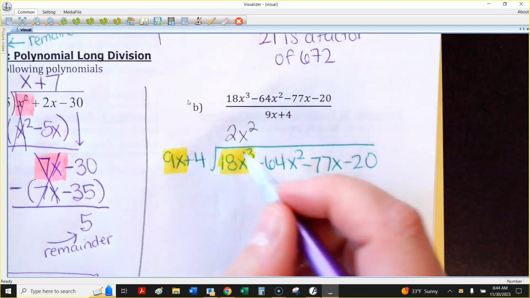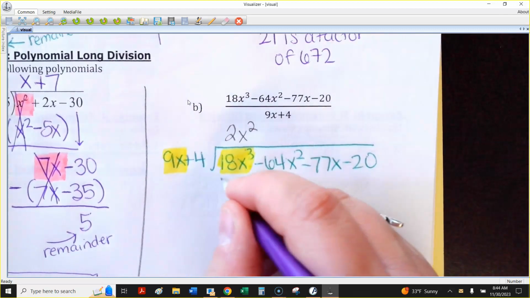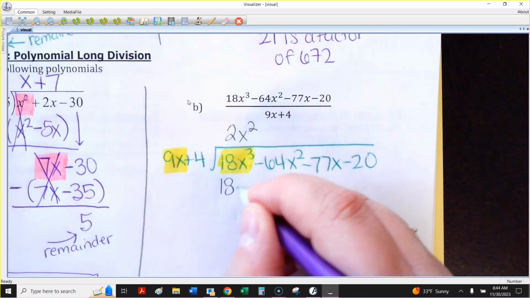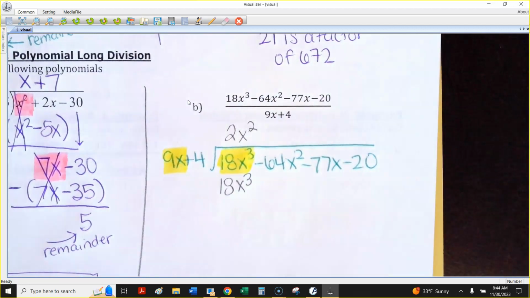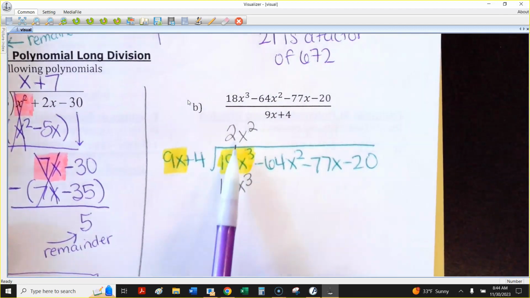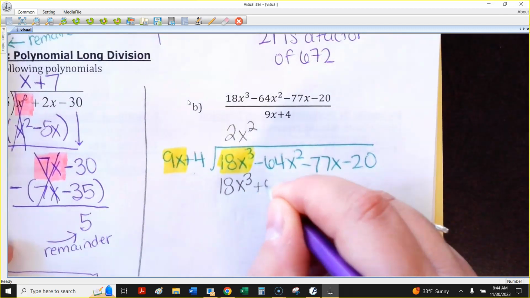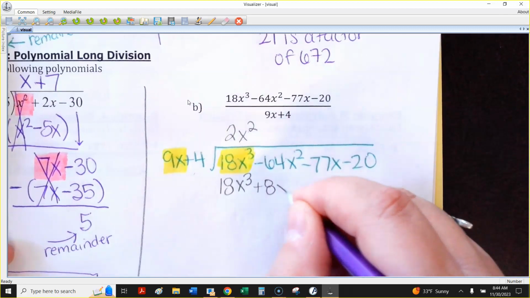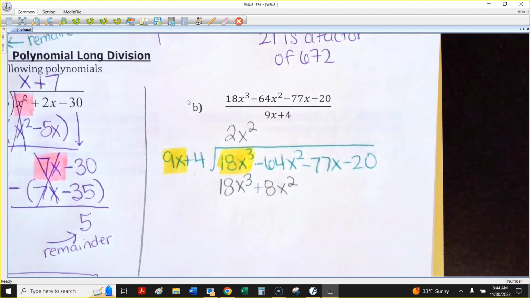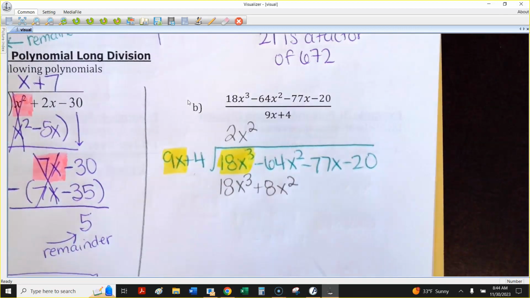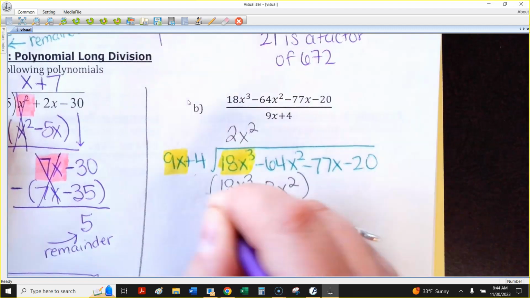Okay, so 2 times 9 is the 18. X squared times x gives you the x cubed. Then those match up. That's what you're trying to do. You also have to multiply that 2x squared by the 4. So 2 times 4 is 8, and just the x squared next to it. And I'm just lining that up underneath the other x squared term that's in that polynomial that's under the division sign. Now, again, this is tricky, so we're subtracting.